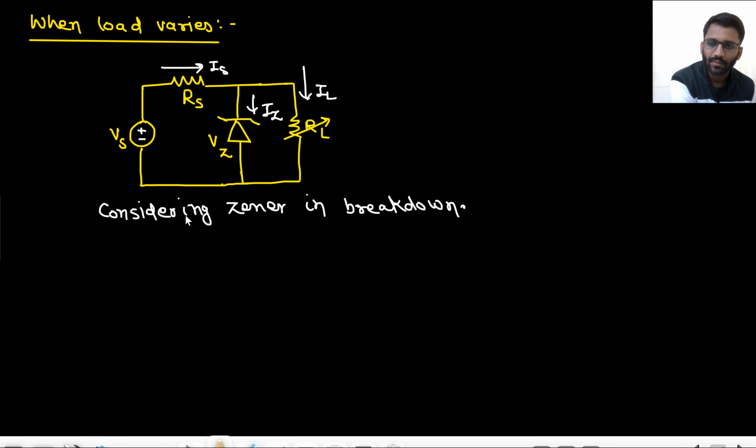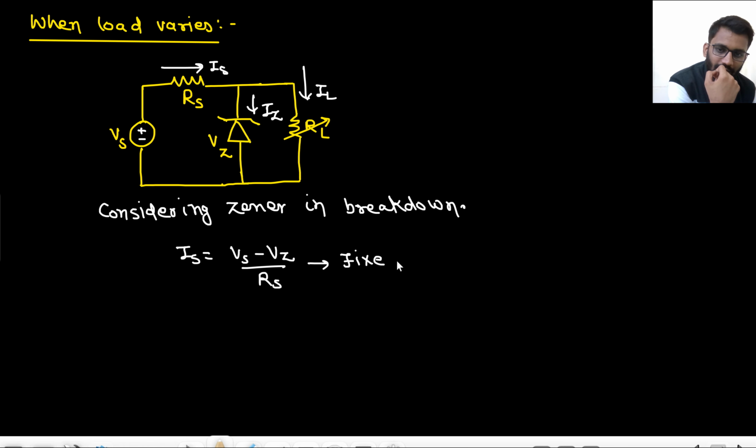Considering Zener in breakdown, what will be my IS? IS will be Vs minus Vz by Rs. Isn't it fixed? Vs is fixed, Vz is fixed, Rs is fixed. Everything is fixed here, so my IS current is fixed.